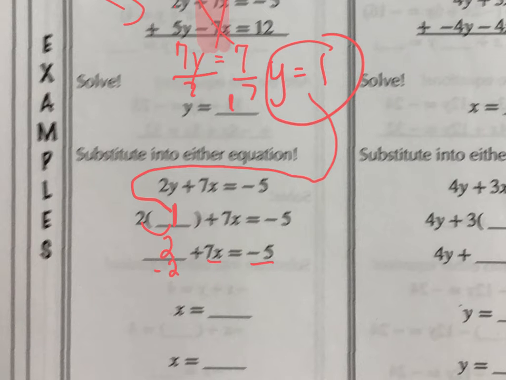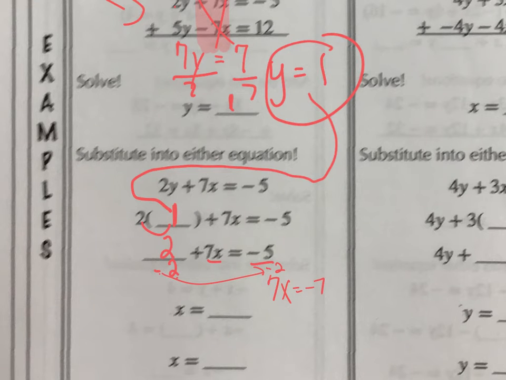Let me do this again, okay? So I have a negative 2. I'm going to move this negative 2 to the other side because the inverse operation of a positive 2 is a negative 2. So then I'm going to have 7x left on this side. So a negative 5 plus a negative 2 is what? It's negative 7. That's right.